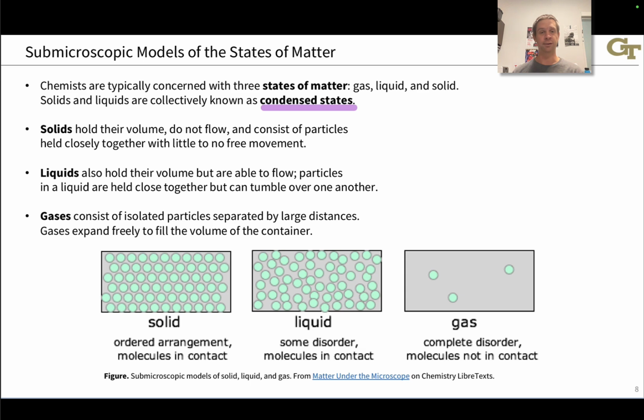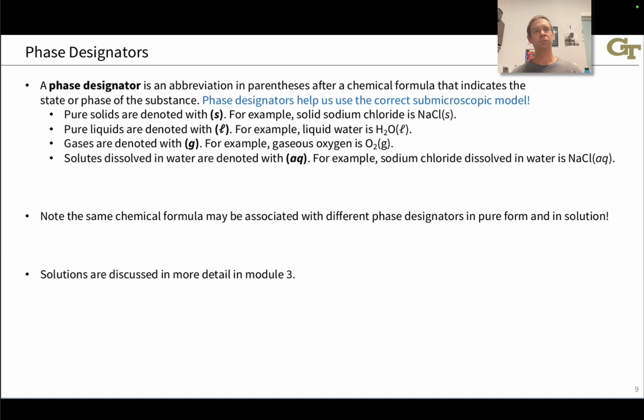Macroscopic perception of a solid should immediately clue you into a molecular representation that looks like this, for example. Symbolically, we represent the states of matter using what are called phase designators or phase indicators. A phase indicator or designator is listed after a chemical formula in parentheses.